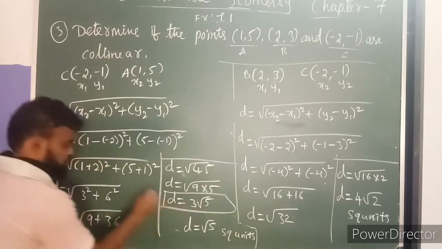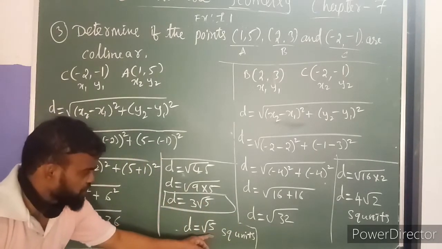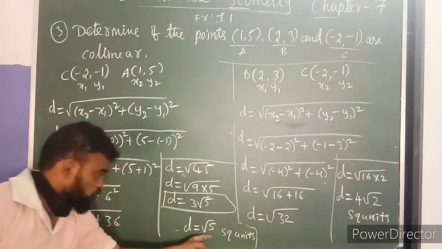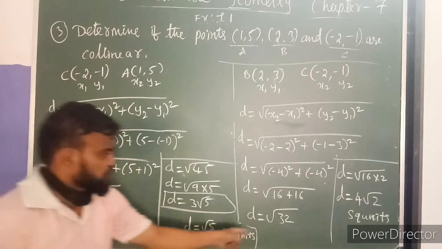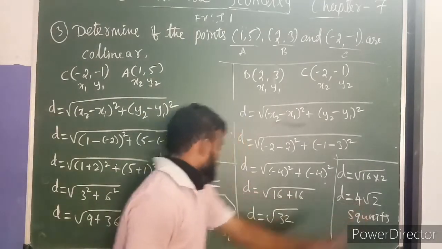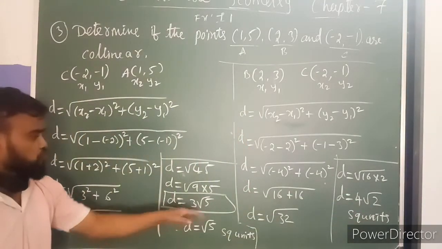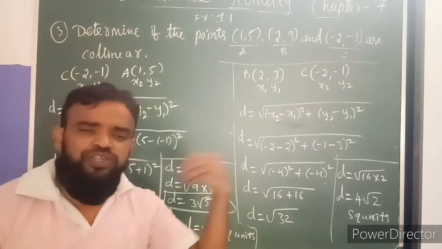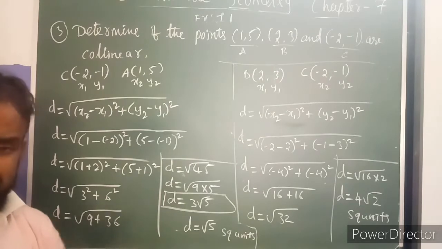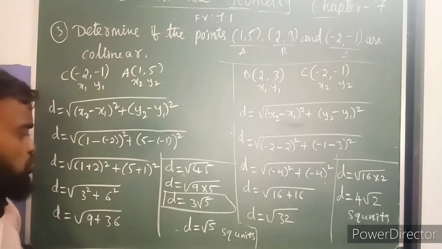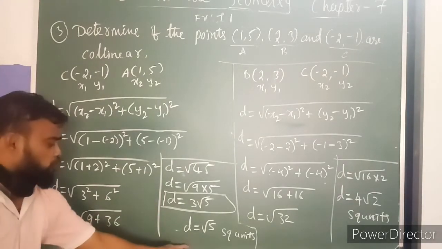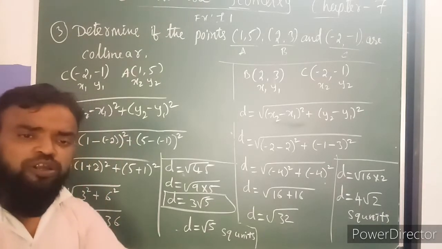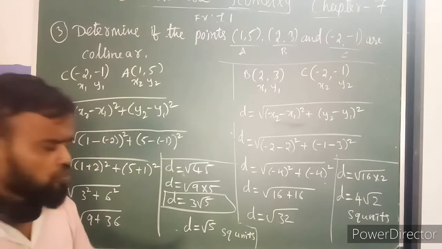This is the AC. See, this is AB, the first point. We got AB, AB is root 5. BC, what did we get? 4 root 2. And what is CA? That is 3 root 5. All the sides are different. If they were the same, then we would call it collinear. Now the last point we have to write. Therefore, these 3 points are not collinear. These are not collinear. Understood? Note it down.